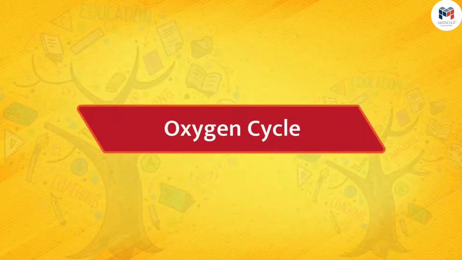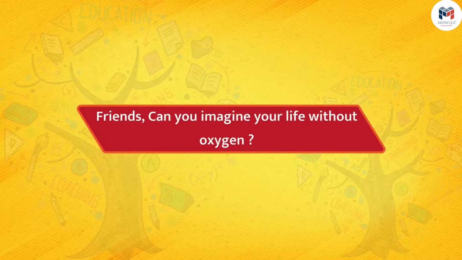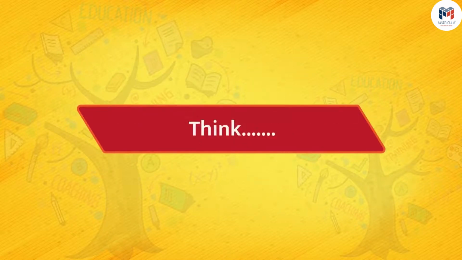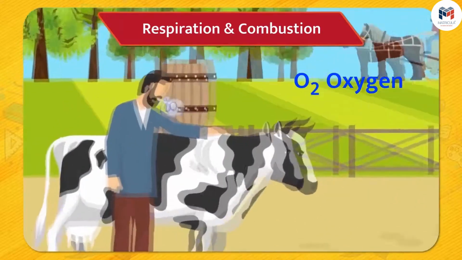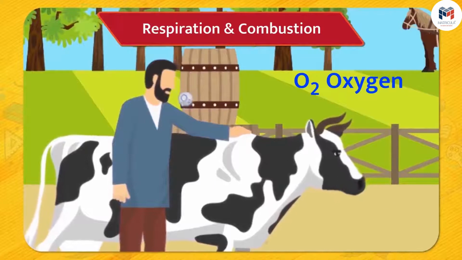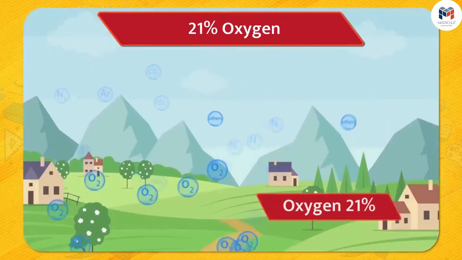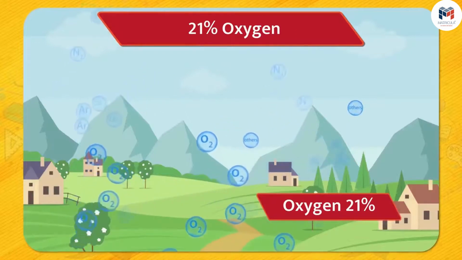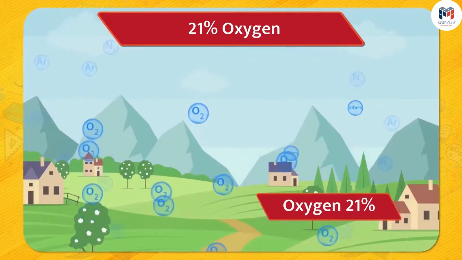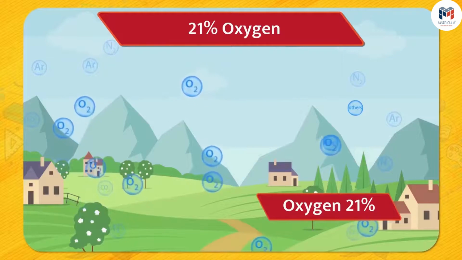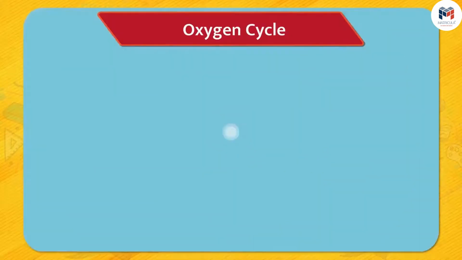Oxygen cycle. Friends, can you imagine your life without oxygen? Think. Impossible. We cannot live a few minutes without it. Oxygen is necessary for the respiration of living beings, and it is also necessary for combustion. Around 21% of the atmosphere is oxygen, and it's almost constant. Let us see how the amount of oxygen remains constant in the atmosphere.